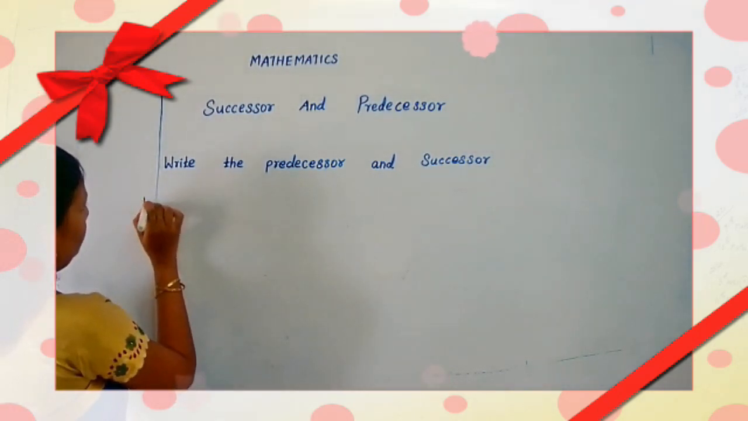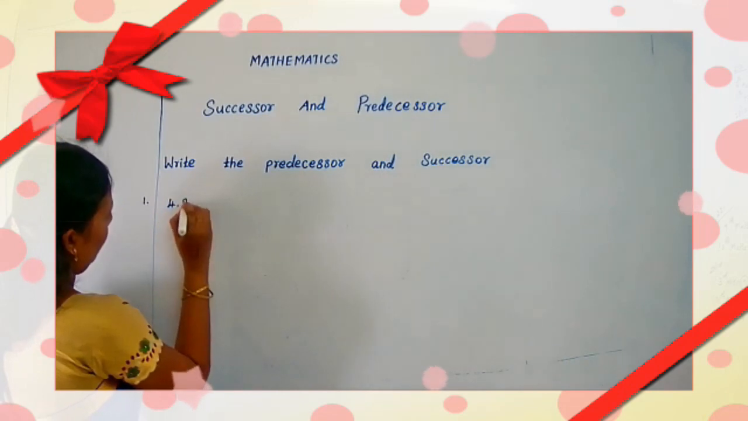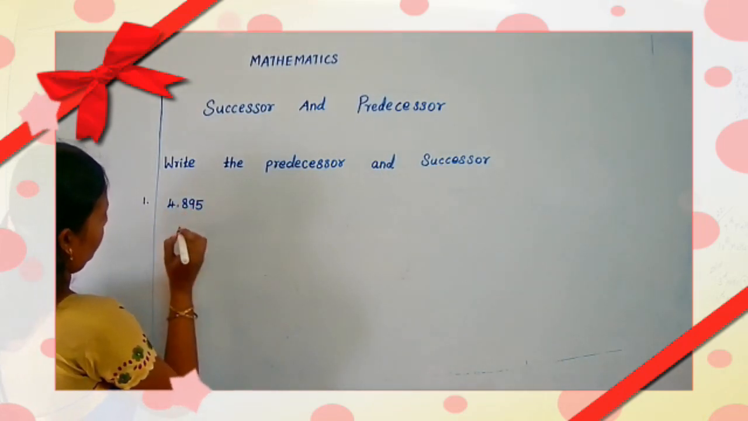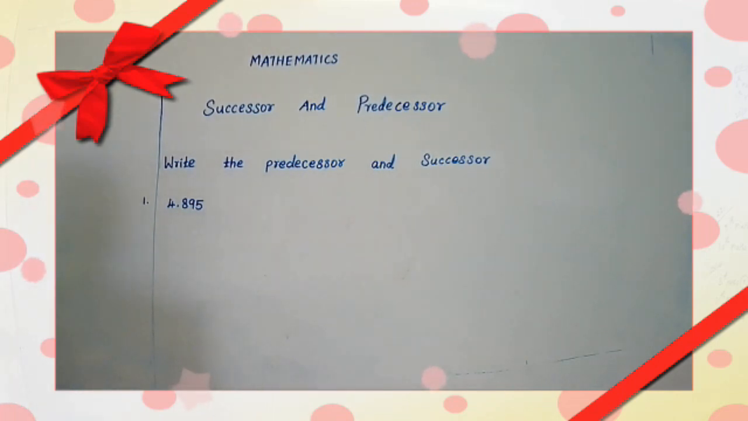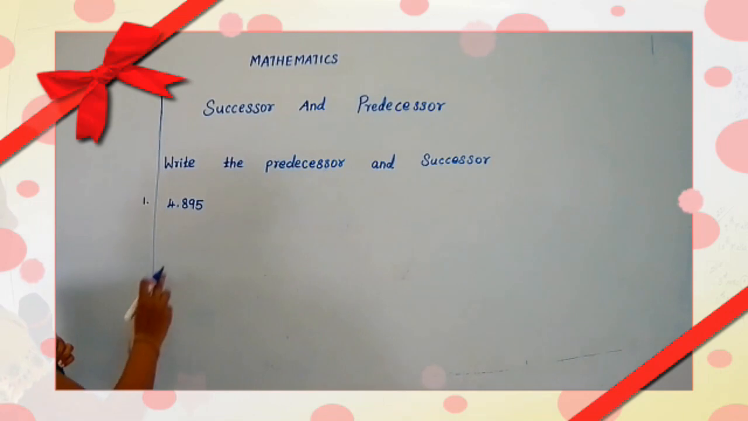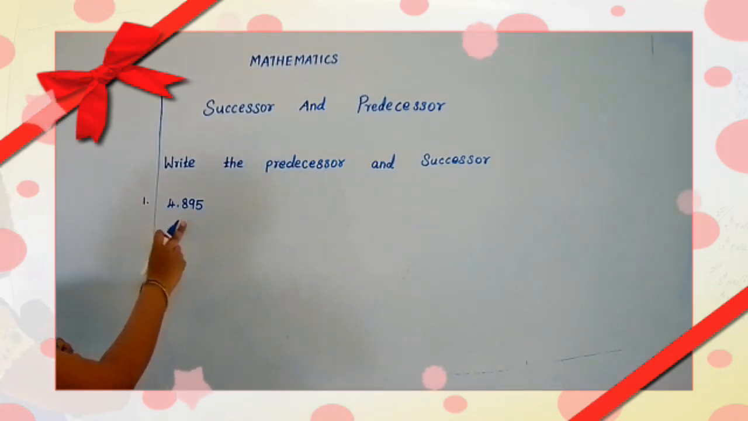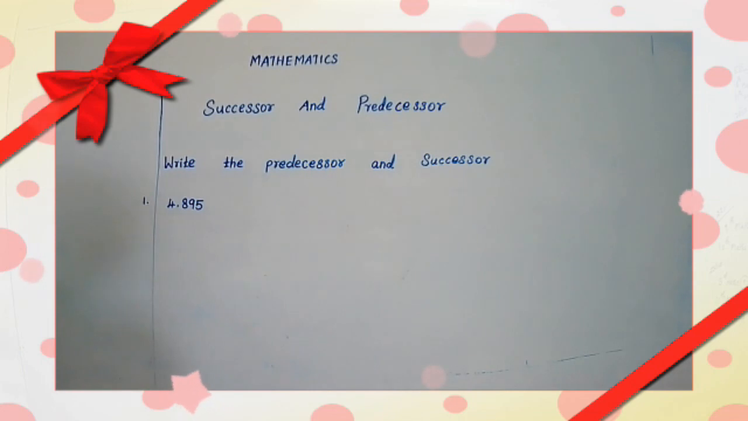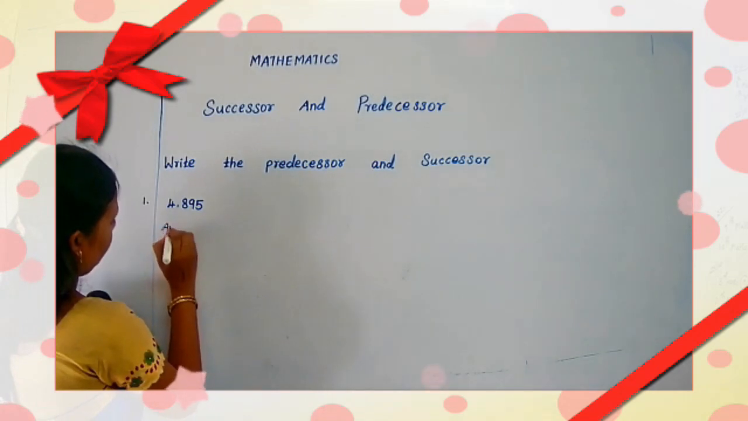The first one, 4895. This is how many digit number, ma? 4-digit number. A 4-digit number starts from 1000. Yes or no? This is how many thousand is here? 4000. Then 895. Write the answer.